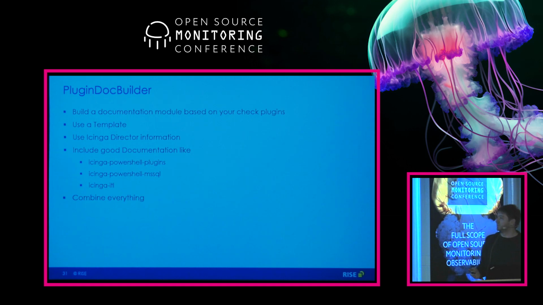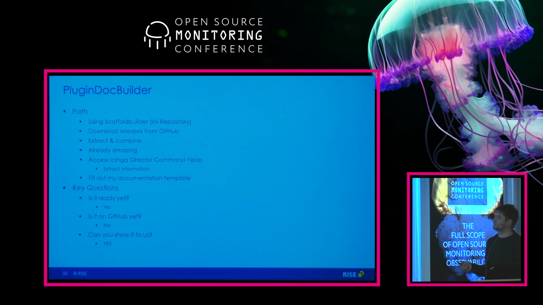And this information could be already in the director, because each argument has a description. If you put some meaningful description in it, great, we can render that. And there is also already good documentation in the Icinga PowerShell plugins, where each plugin is described, and also the Icinga template library. There is also information about checks. Okay, so let's combine everything.